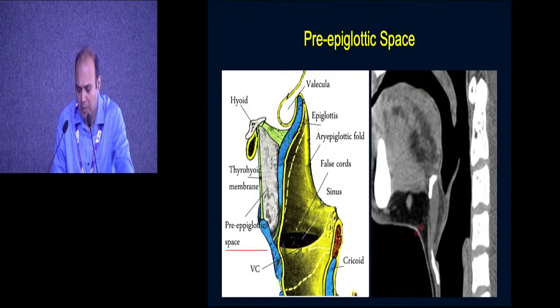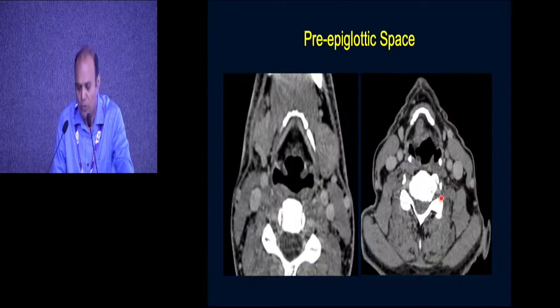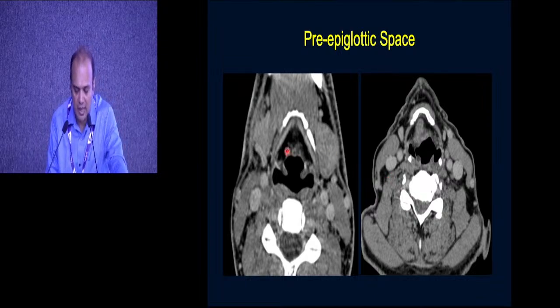And this is a pre-epiglottic space. I have shown you this earlier also. This is a coronal view. I will show you in the axial plane. So this is the pre-epiglottic space. Okay. And here you can see a lesion involving the epiglottis extending into the aryepiglottic fold. So it's a T3 disease. The standard treatment is to go for a chemoradiation program.